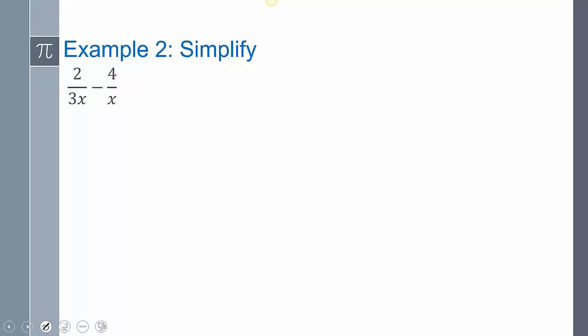So to make them the same here, I have a factor of 3. I don't have a factor of 3 here. So I need to multiply by 3 over 3. Now they both have an x. So they both have a 3 and they both have an x. So now the denominators are the same. 2 minus 4 times 3, which is 12, over 3x. And so then that's going to be negative 10 over 3x. Once again, you check to see if something would simplify. Nothing simplifies because there's no factor of 10 that simplifies with 3x.